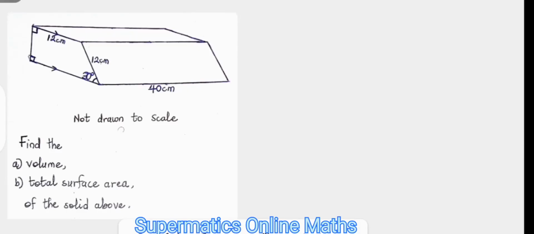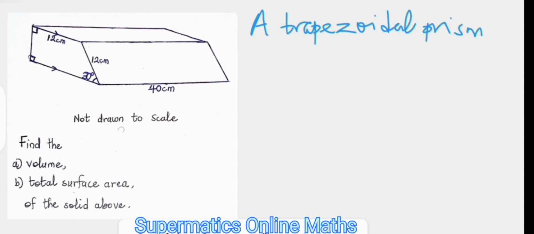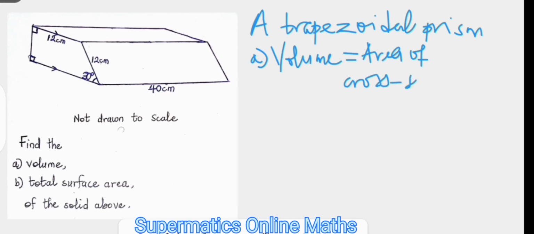Hello, in today's math tutorial, we want to find the volume and the total surface area of this solid figure. First, we need to understand that this is a prism, a trapezoidal prism. And generally, the volume of all prisms is the product of the area of its cross section and the length.